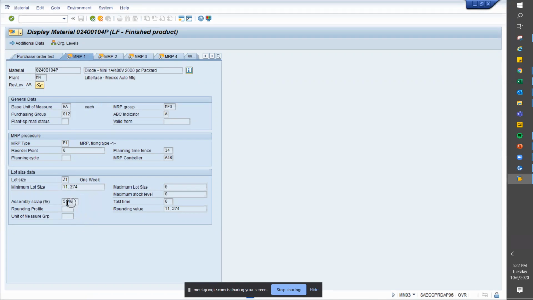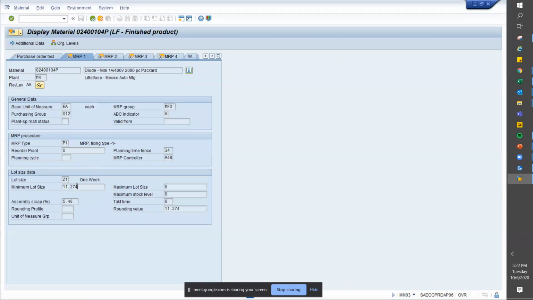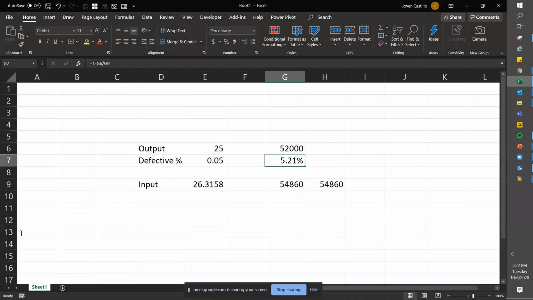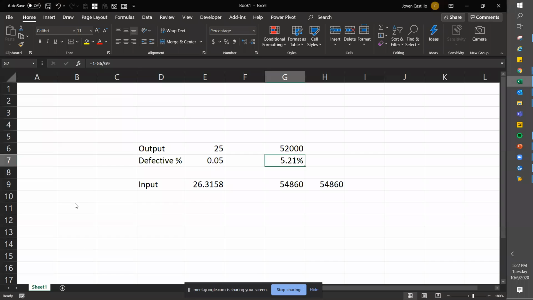Ayan. So, ito yun. Almost close naman, 5.21 against 5.48. Ito may kinoconsider pa rin lote sa lot size eh. Kaya medyo hindi natin masasabing exact, kasi depende yan sa lote, kada box, kumbaga. Pero ayun, close naman yung computation natin. 5.21 nakalagay sa system as an assembly scrap is 5.40. Questions?